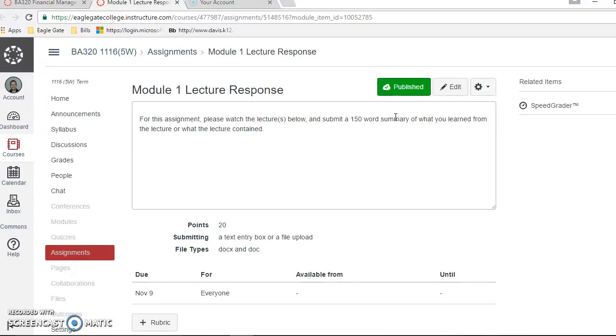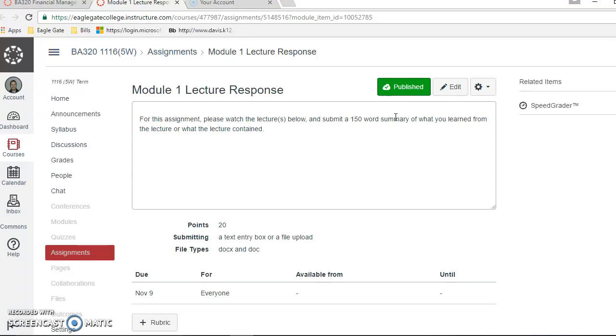The key thing with this, and where I see a lot of students mess up, is they just give a 150-word response on whatever they think they read out of the book, or maybe what they think about interest rates. Yes, you can tie that into this because we're talking about that in the lecture, but talk about the lecture. What did you learn from here? What did you learn about how the class is set up and how to proceed? What did you learn about interest rates? So make sure that you get that in there, the 150 words.